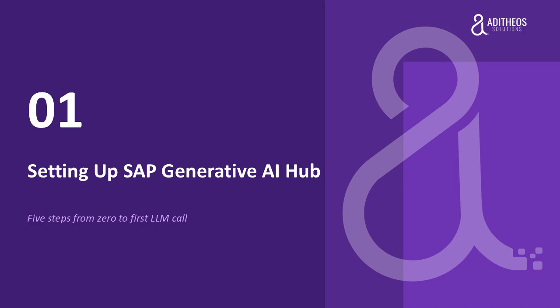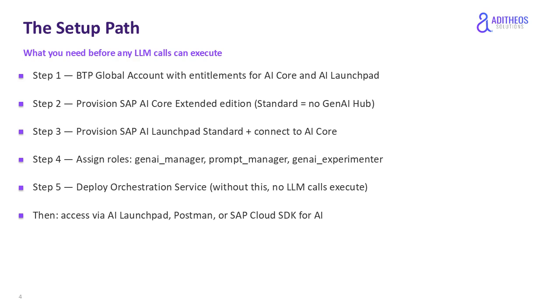Before you can run a single LLM call on SAP, there are specific provisioning steps that need to happen. Access to SAP's Generative AI Hub requires 2 provisioned services and a running orchestration deployment. Here's the full sequence. Step 1. Set up your BTP Global account with the necessary entitlements for SAP AI Core and SAP AI Launchpad. Step 2. Provision SAP AI Core in the Extended Edition.